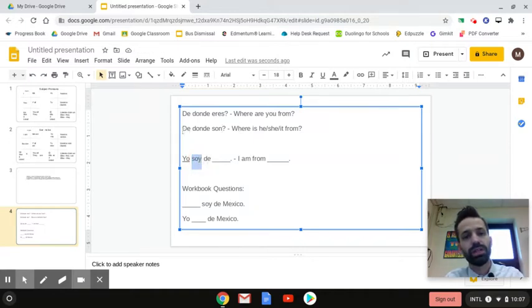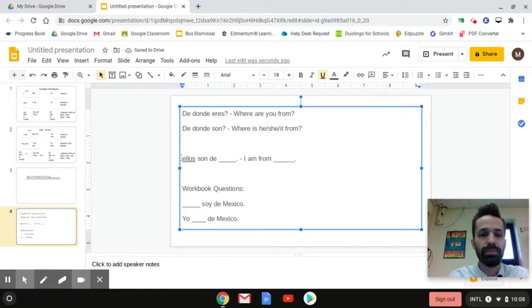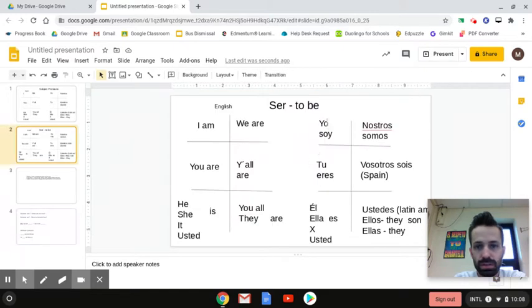Okay. And the answer to that, you just change this version. So if they said de dónde son, you would respond son de and the place, and this yo could become ellos, this optional ellos. Ellos son de, they are from. Okay. This is important, matching these up together. These two words, yo and soy, are tied together. Tú and eres are tied together.